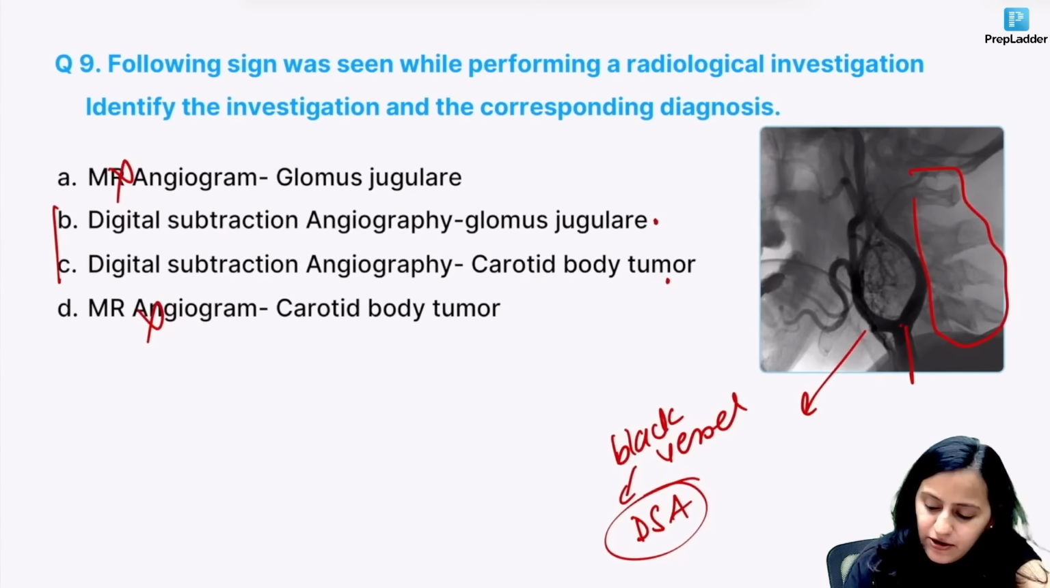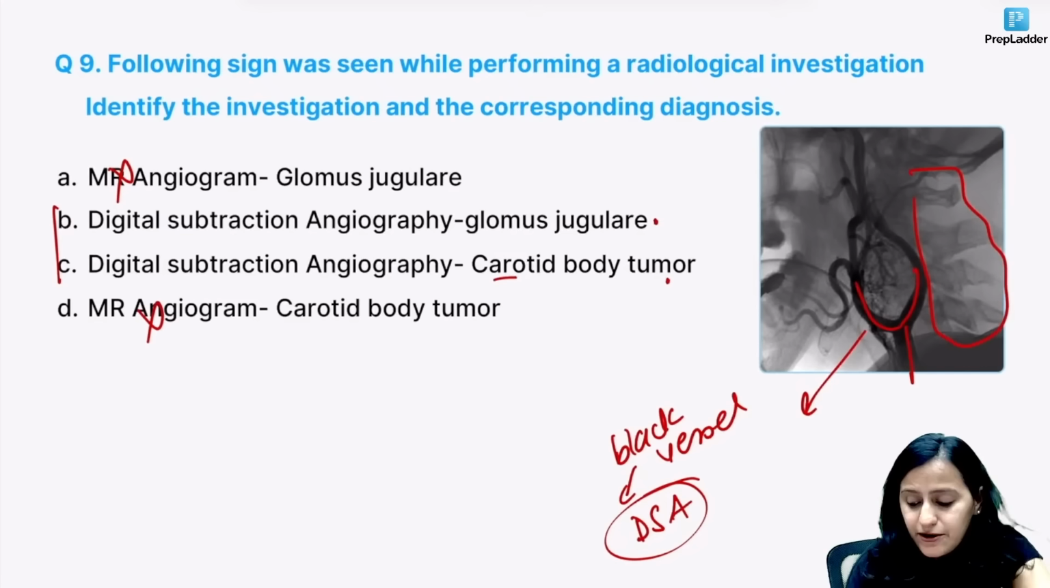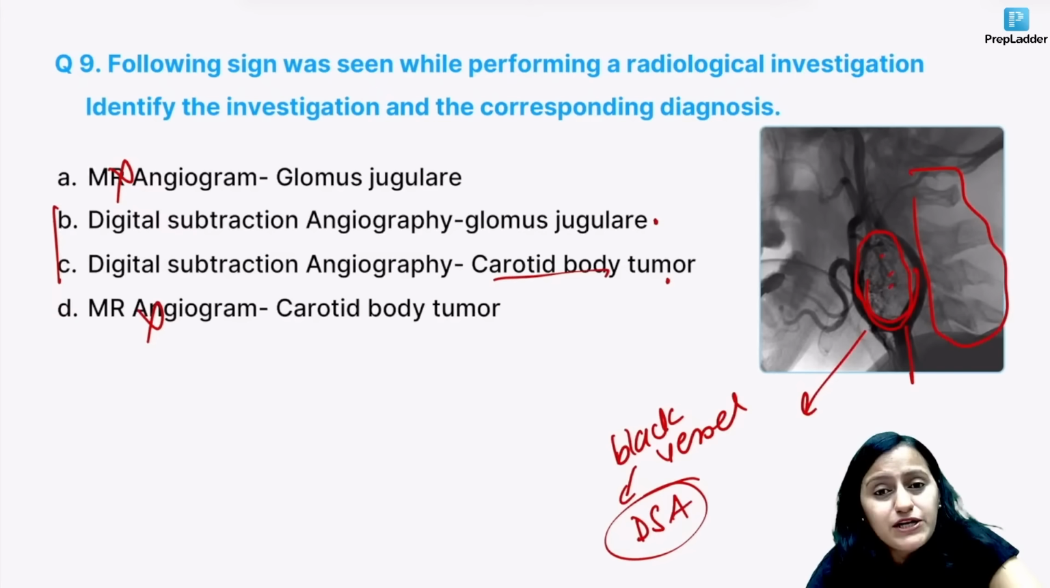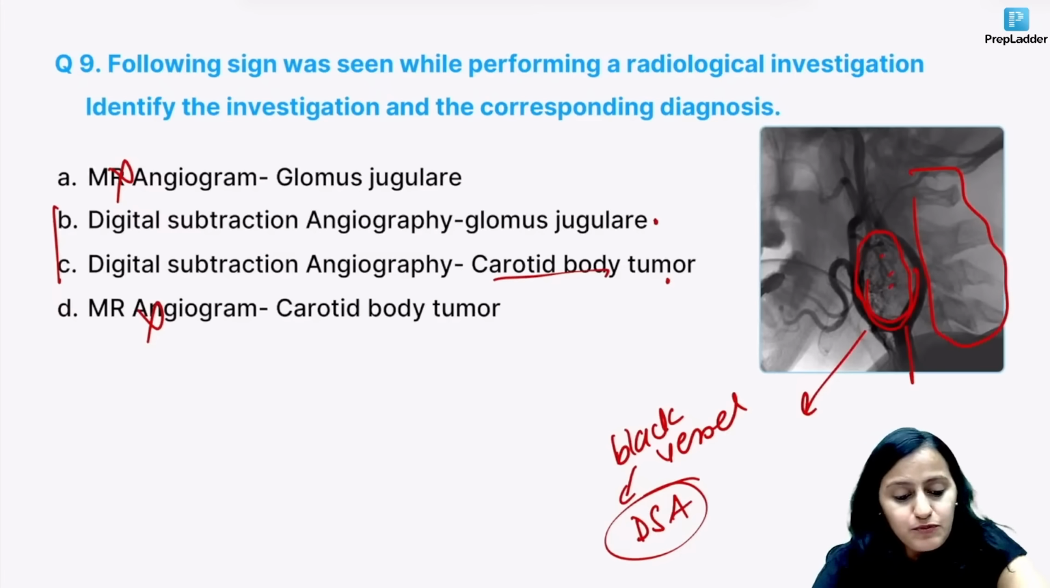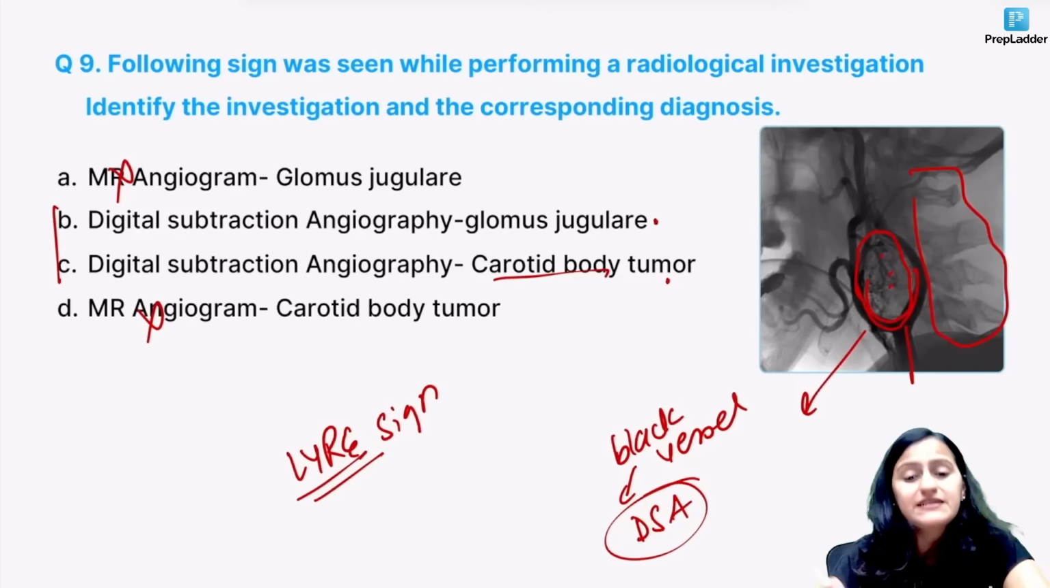This is common carotid dividing into the two, external and internal. So this is carotid body tumor in the center, which is showing the vessels supplying the carotid body tumor. What sign do you get in carotid body tumor? The Liar's sign, as in the recent NEET PG exam.